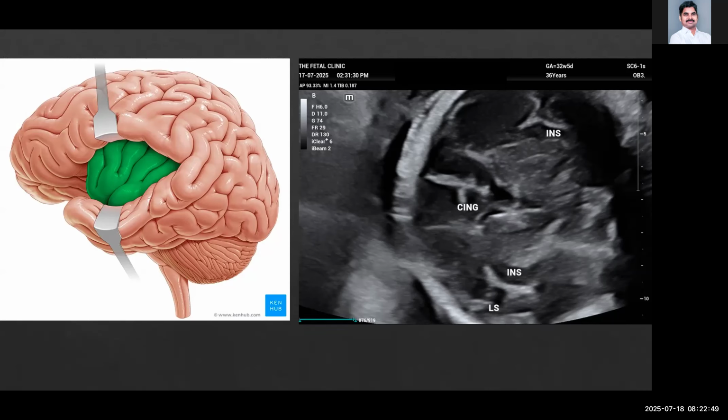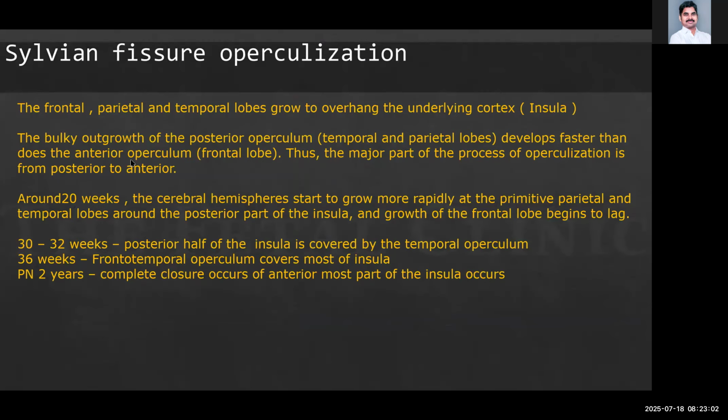As the gestational age advances, the frontal, parietal, and temporal lobes overgrow the insular cortex and hide the insular cortex inside. So the frontal, parietal, and temporal lobes grow to overhang the underlying cortex. This bulky overgrowth of the posterior operculum, this process of overgrowth of the lobes to cover the insula, is called operculization. The operculization starts from posterior to anterior end.